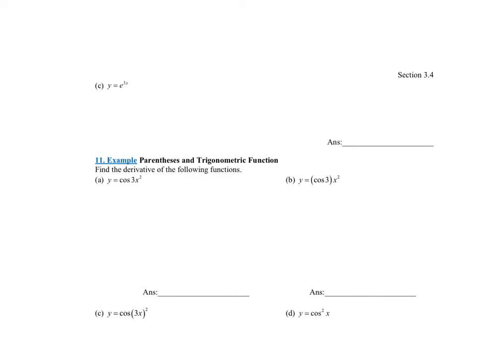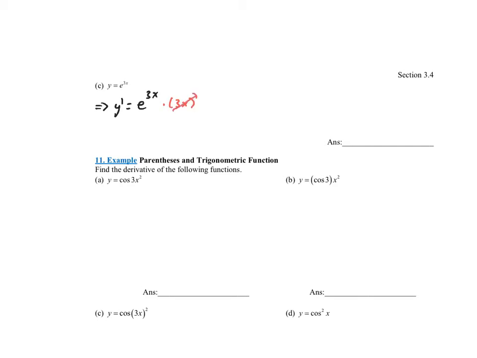Let's do another simple one here. How about the derivative of y equals e to the 3x? For exponential functions, what do you do to find the derivative? You copy and paste, so it'd be e to the 3x, but then you have to remember to multiply times the derivative of that exponent.